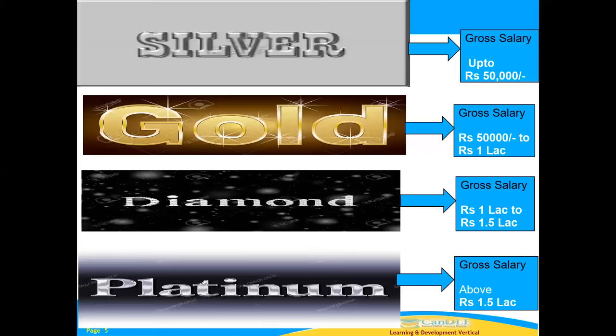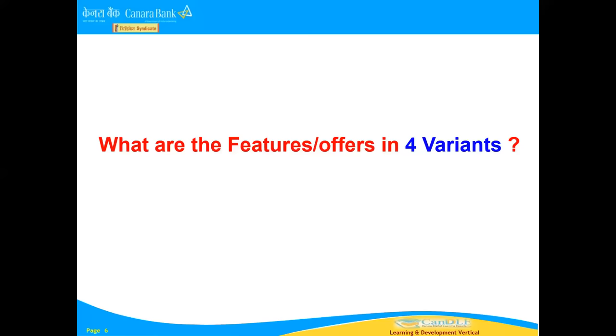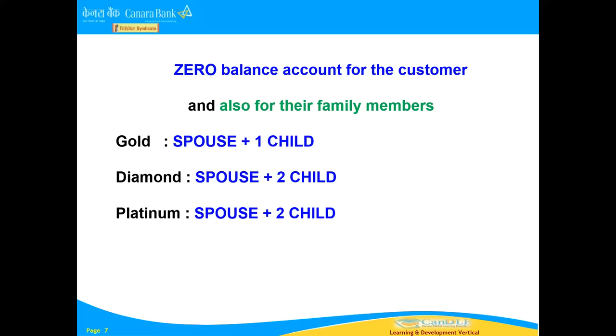See, while reading the PPT is different, while understanding it is different. I made you understand. Now you check. Features available: zero balance account for the customer. For gold, silver, spouse plus one; diamond, spouse plus two, and so on. This way of teaching, sometimes it may miss your points. This is a product, that's why I tried manually.